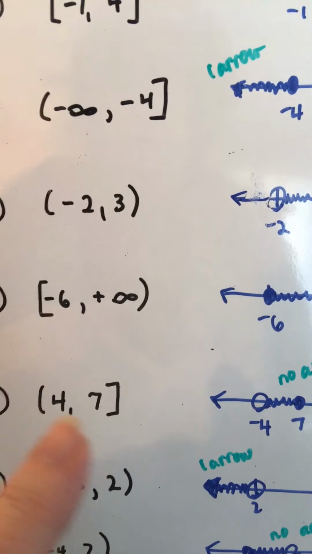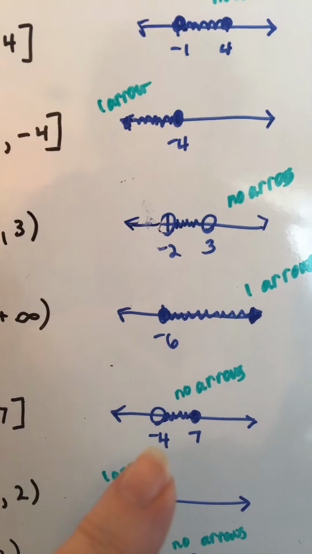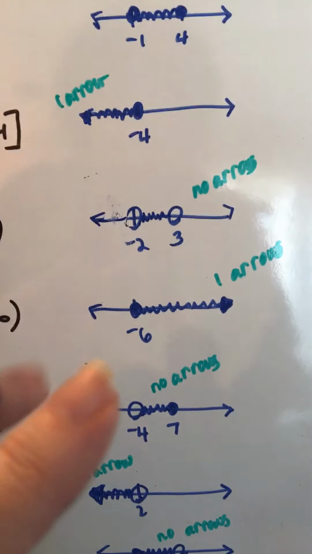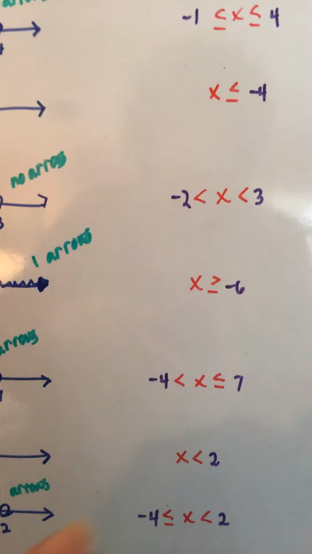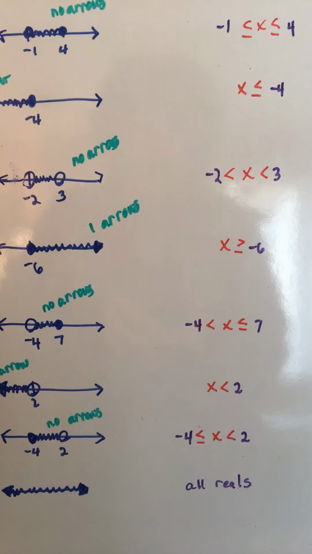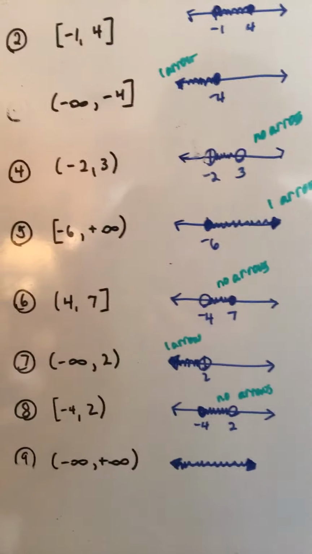Again, I have a squeeze play, negative 4 to 7. Open and closed. Here's my picture. So how do I write that? Well, remember, this is only less than symbols. Less than or equal to. So in red, I wrote negative 4 less than x, less than or equal to 7: who's first, negative 4, who's last, 7.